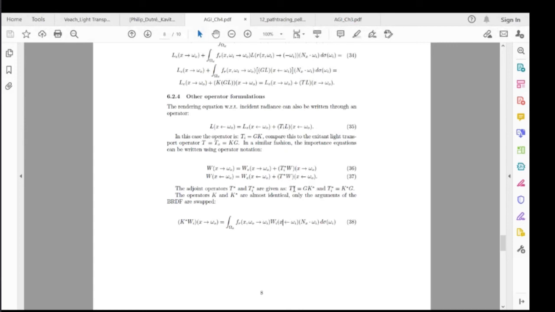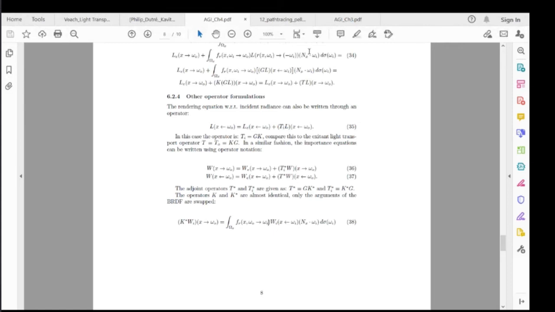And then this operator is actually equal to the operator T, to your usual light transport operator. If they are not, then it's not the same. So it does depend on whether your BRDF is symmetric. If it's not symmetric, then there's a difference. If it's symmetric, then there's no difference whatsoever.